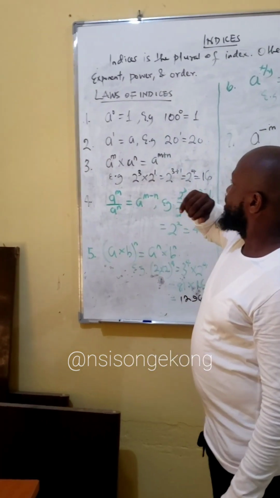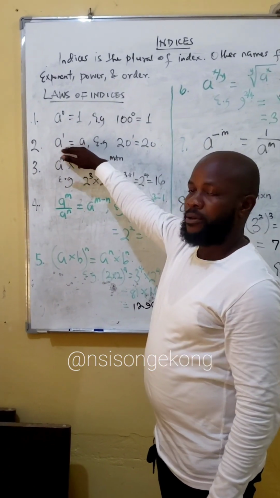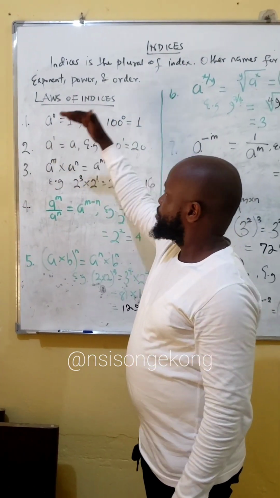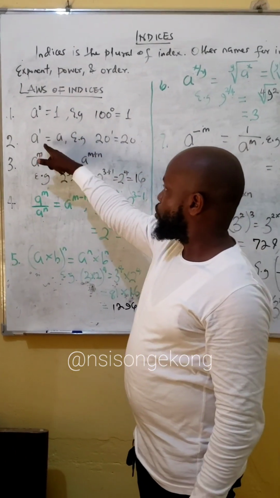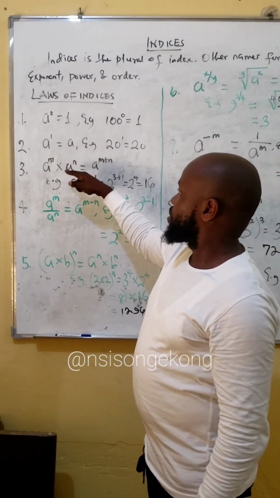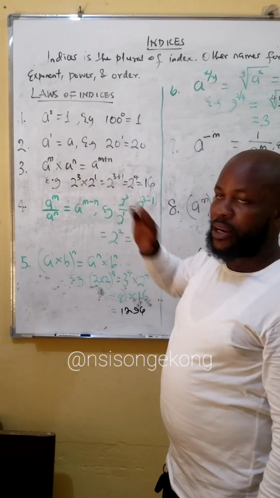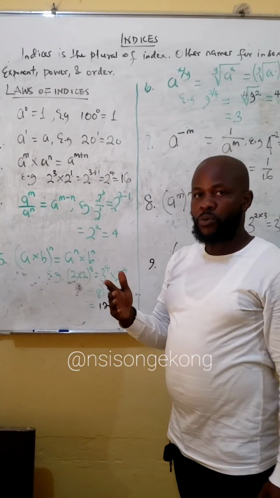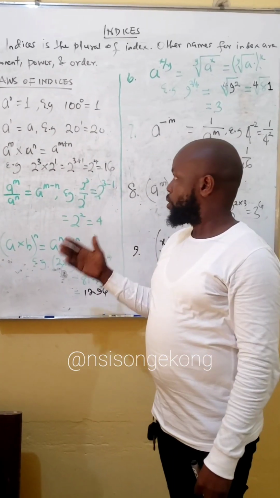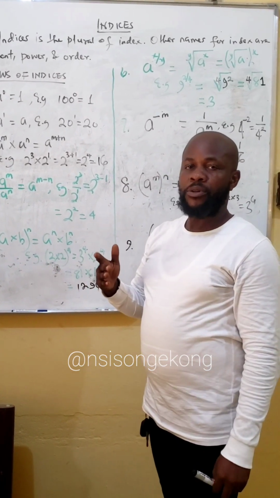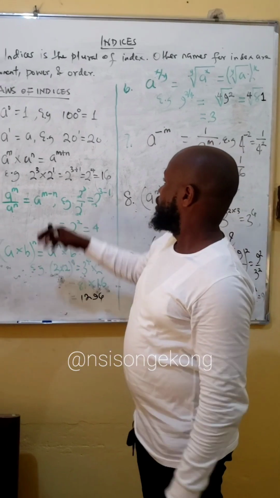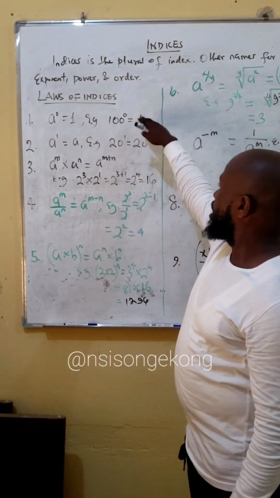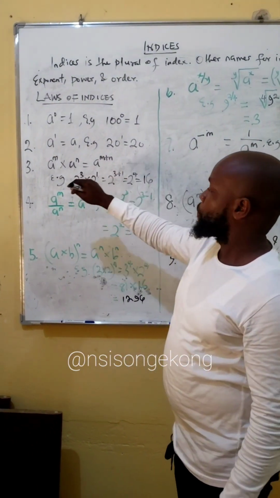The second law says that if there's any number, we are assuming it to be a here, that a is a placeholder. If you raise any number to the power of 1, that number is equal to itself. So whatever the number is, 1 raised to the power of 1 is 1, 100 raised to the power of 1 is 100, and so on and so forth. We have an example here, 20 raised to the power of 1 is 20.